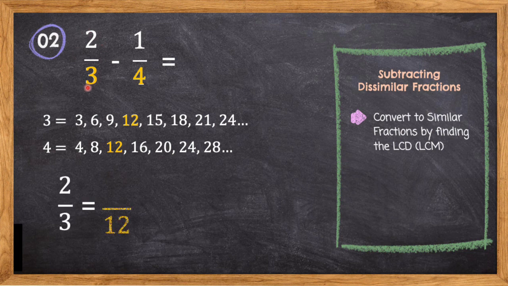2/3 first, convert sa denominator na 12. Katwil ng LCM. So, procedure, divide the denominator. 12 divided by 3 will give us 4. Then, katong quotient multiplied sa numerator. 4 times 2 will give us 8. Okay? So, 2/3 is equal to 8 over 12.